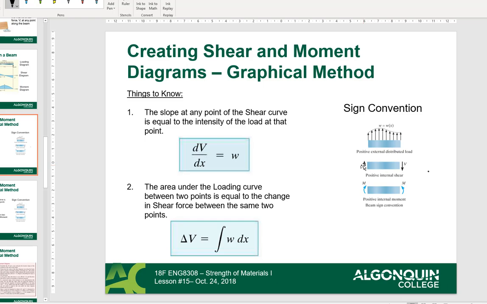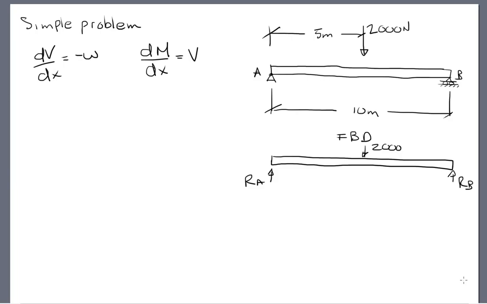So now let's start the problem. Today we're just going to look at this simple problem. Strength of materials. You've got a single point load of 2,000 newtons located at the midpoint of a beam. You have point A and point B. This is a pin, this is a roller, so you can't have a moment reaction at the end. And here we have a free body diagram where we have reaction at A, reaction at B, and 2,000 newtons at the center.